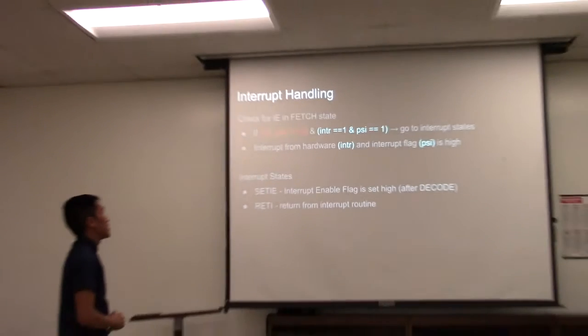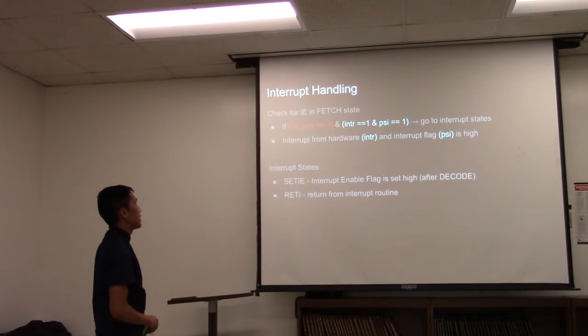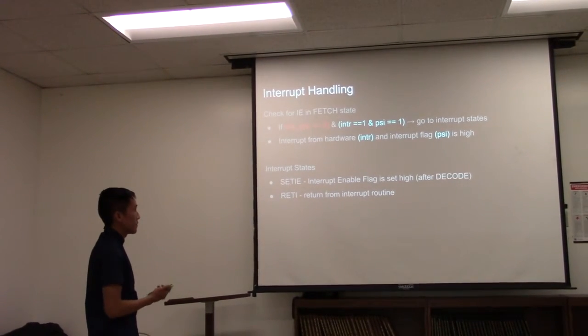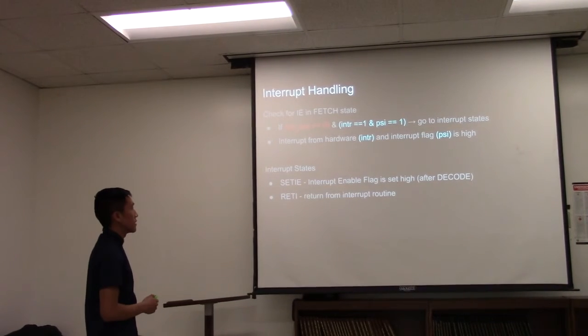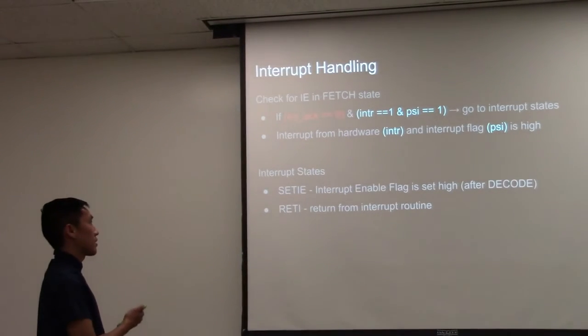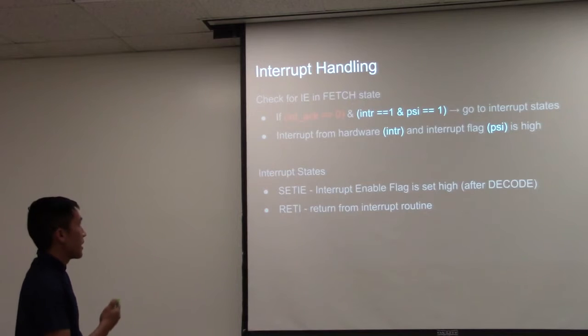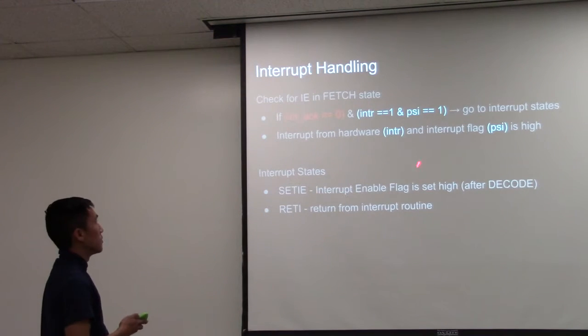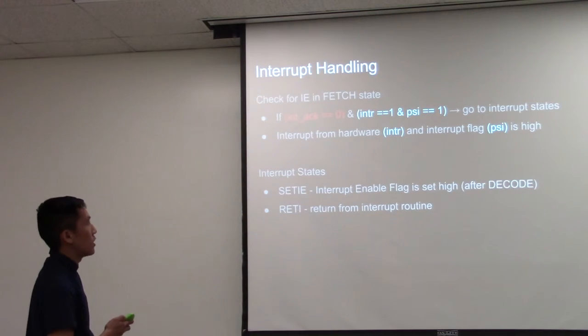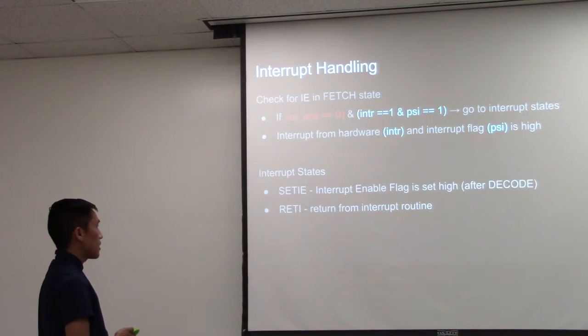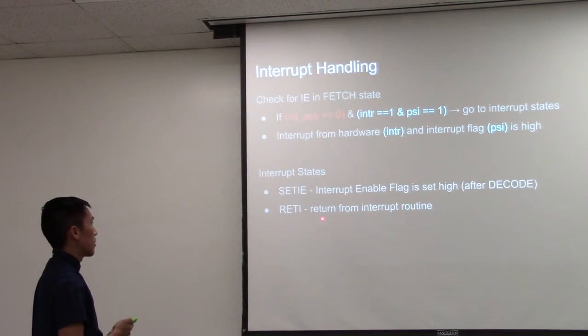For our interrupt handling, we first check for our interrupt enable in our fetch state. Instead of just increasing our PC, we have this check. We can also check for interrupts. And if interrupt acknowledge is 0 and our interrupt from hardware, which is INTR, and our interrupt flag, which is PSI, are both 1, then we go to interrupt states instead of just going to decode. And then we set the interrupt flag in our steady state, and then our return from interrupt states is in our RETI.